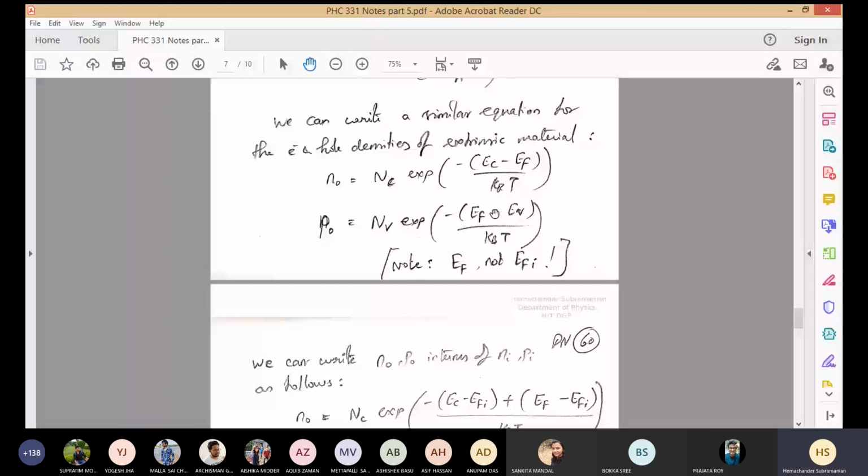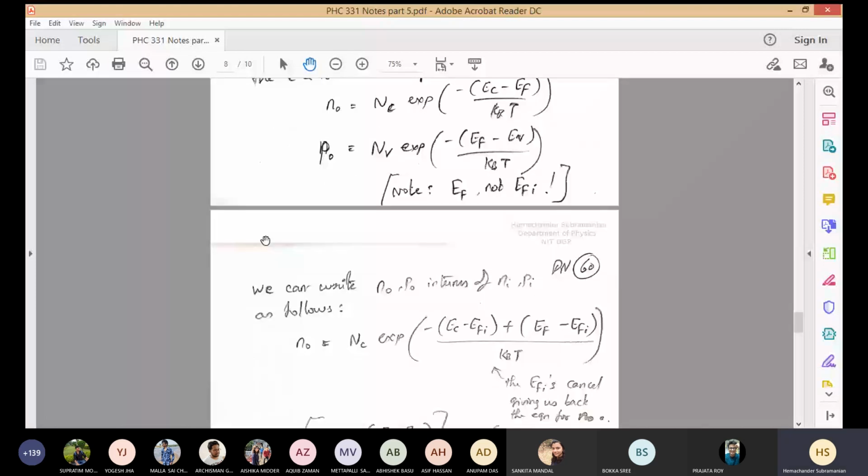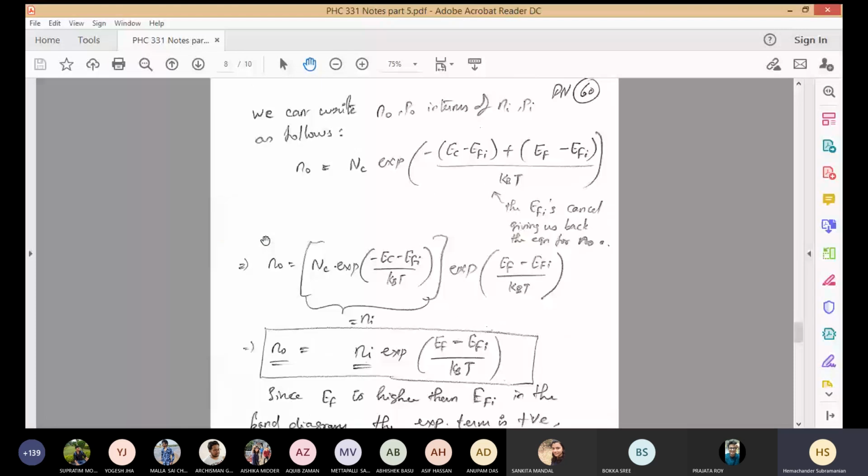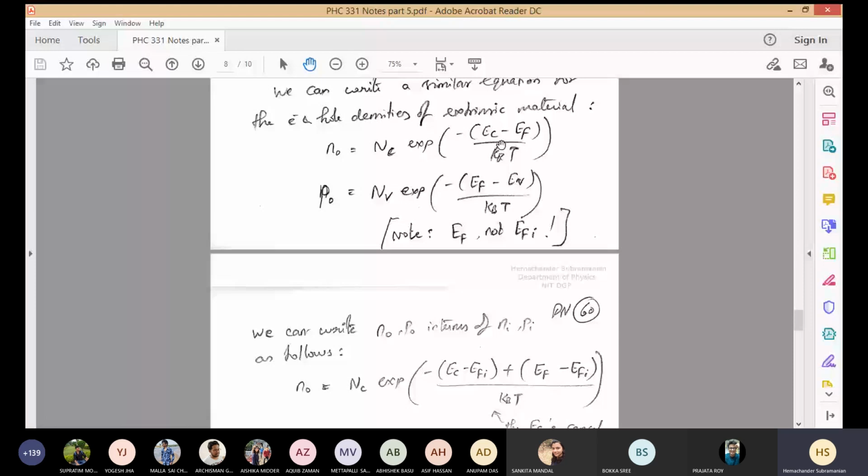It is exactly the same as the intrinsic equation. We're writing it here, except for the EF. Now we can write N0 and P0 in terms of Ni and Pi, the extrinsic densities in terms of the intrinsic densities. So we can write EC minus EF as EC minus EFI plus EF minus EFI. The EFI cancels, which is going to give you this expression here.